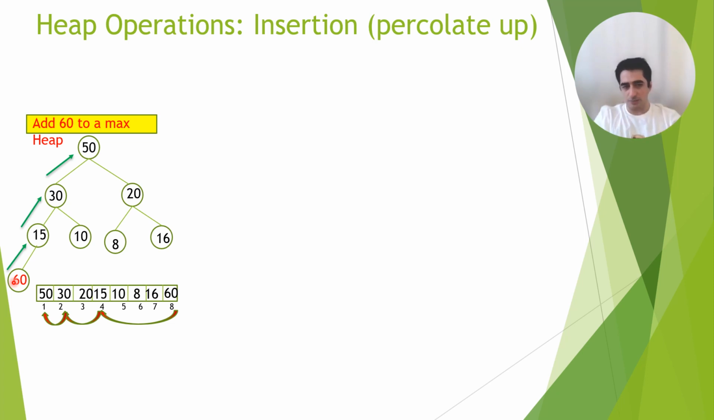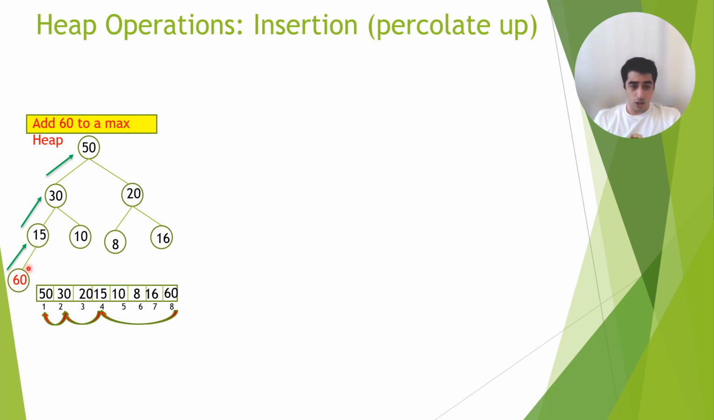Although the structural property is preserved, it is not a max heap, because 60 is greater than its parent, right? However, the parent should always be greater than the children in a max binary heap. In order to fix that, we're going to apply an operation on our heap, which is called percolate up, or sometimes heapify up. The other one was heapify or heapify down. This one is heapify up or percolate up. Let's find out how this operation looks.